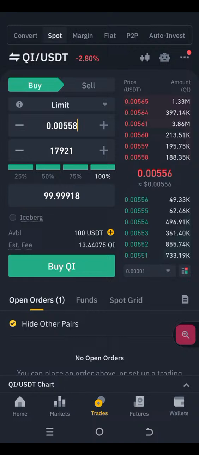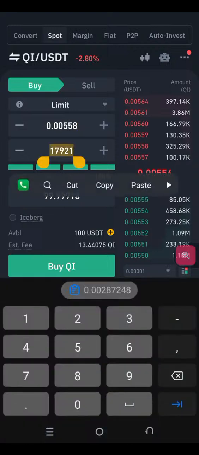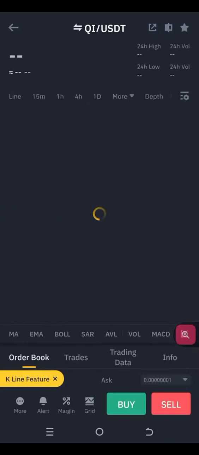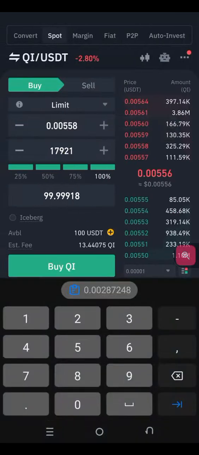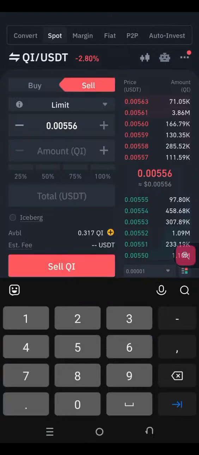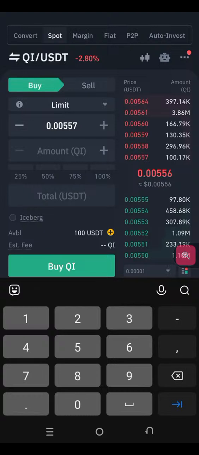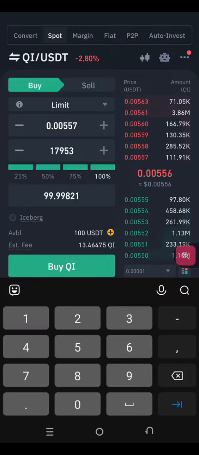So choosing the higher price has reduced it to 17,921, right? Let me copy that. Oh no, it's even going down. It's going more down. So let's look at 57. Let me just do that again. Shake it all up. Put in 57, and then okay, I get the same amount. I wanted to make sure that it was the same amount.